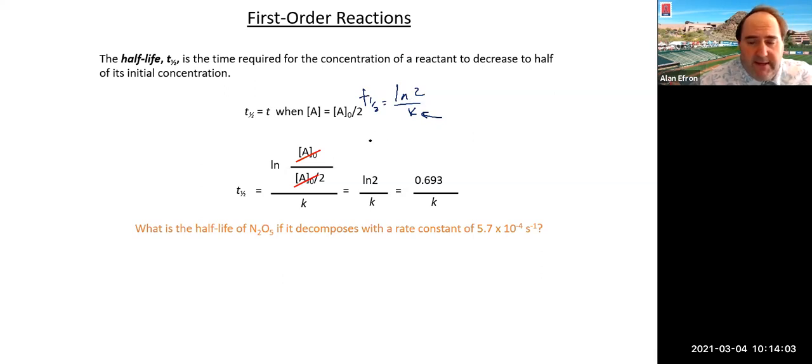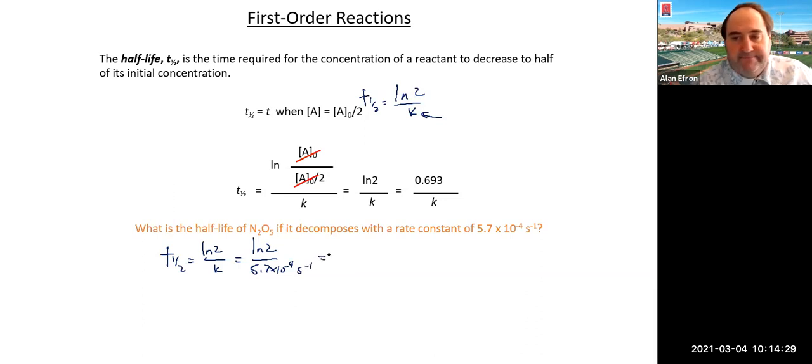So if we want to know the half-life of N2O5 if it decomposes at a rate constant of 5.7 times 10 to the minus 4, we can just go right in and put in our number. That would be the natural log of 2 divided by 5.7 times 10 to the minus 4 reciprocal seconds.